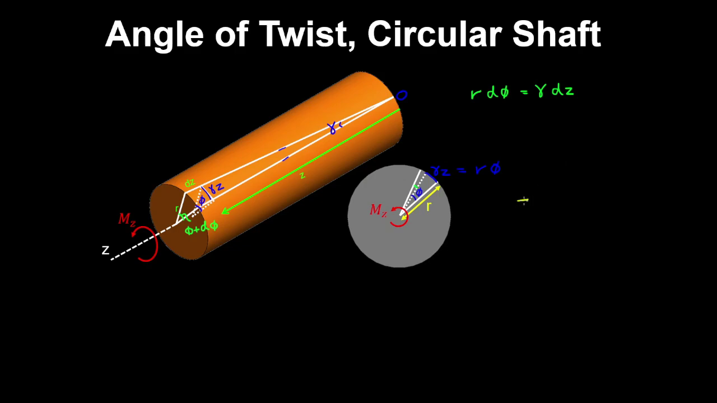Now recall the torsion formula, where the shear stress is equal to the torque Mz times the distance r from the center of the shaft on the polar moment of inertia, which is a moment of inertia about the z-axis, which is Izz. And the shear stress is related to the shear strain by the shear modulus. So therefore the shear strain is Mz r on the shear modulus G times the polar moment of inertia, which we can substitute into this relation.